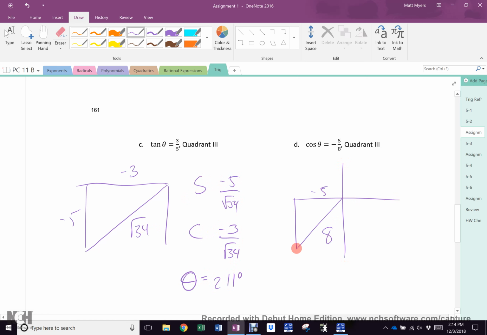8, negative 5, so that is 64 minus 25 is 39, root 39. Yes, Eamon? We're marking. Tie a knot in it. Sine equals negative root 39 over 8. Tan equals root 39 over 5 because it's positive. And theta equals shift cos, 51, so 231. 3 marks each.